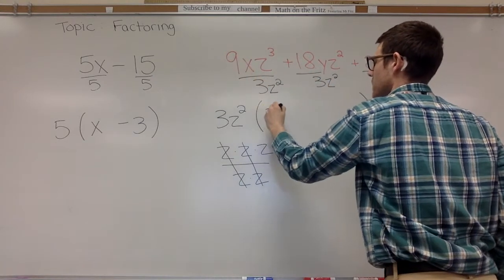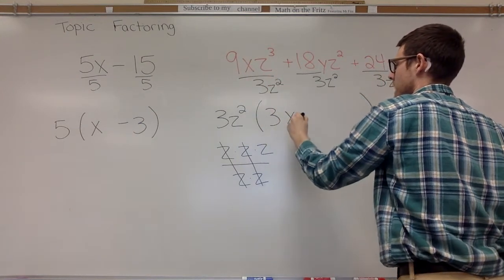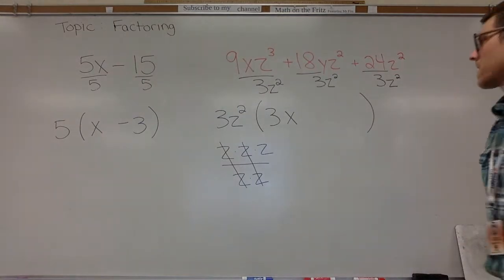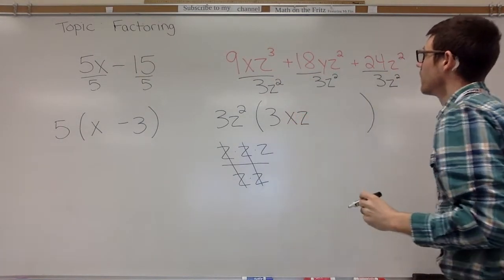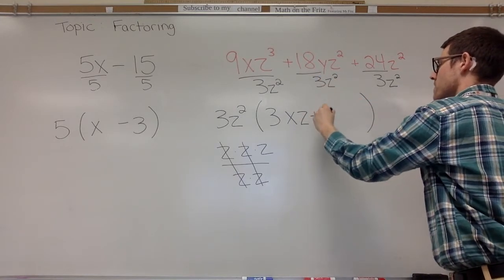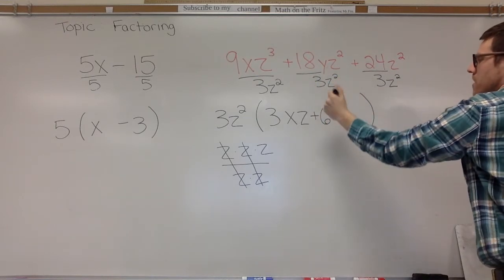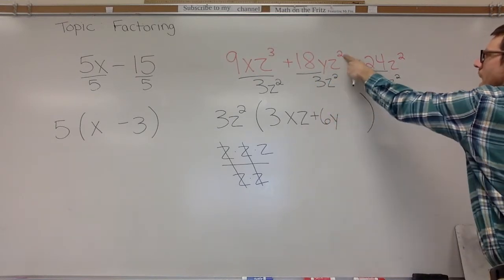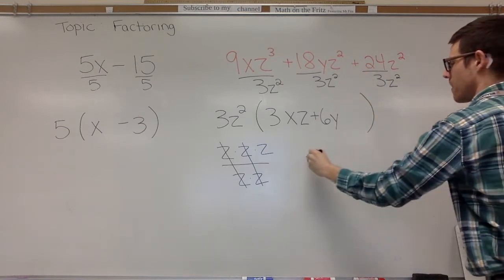9 divided by 3 is 3. X, there's nothing to influence that to change, so it stays like it was. Z, I have to subtract my exponents. 18 divided by 3 is 6. I'm just going to keep the positive sign. I have a y, that's not changing. I had 2 up top, z squared. I also had z squared on bottom.